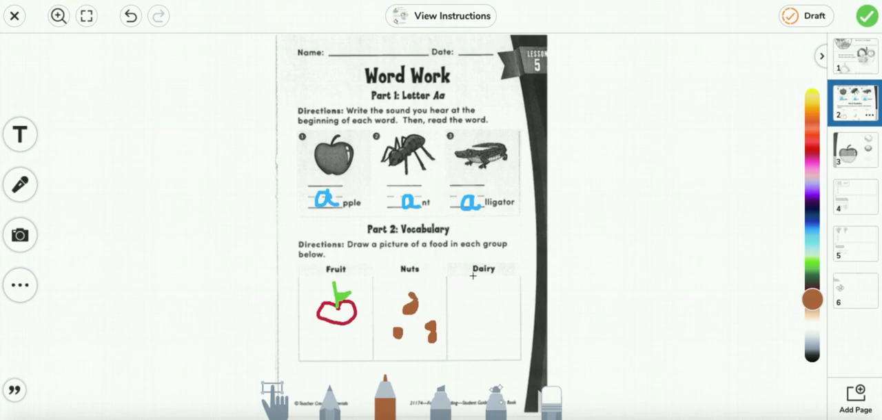Next says dairy. What food were we talking about in the story that is dairy? Cheese. So you can draw some cheese. I drew my cheese with some holes. Okay, next page.